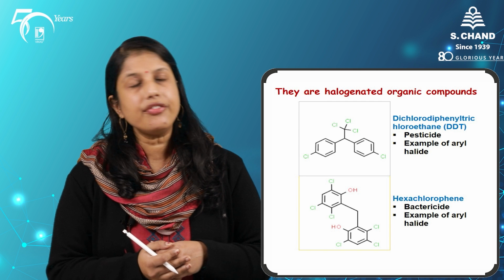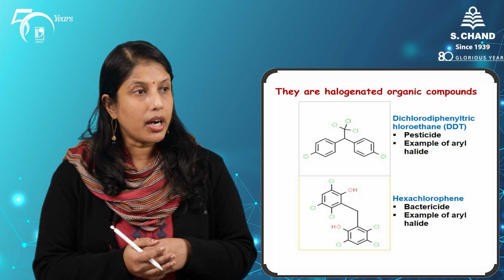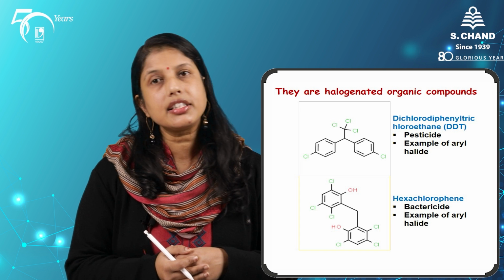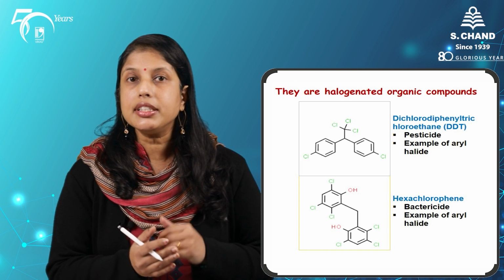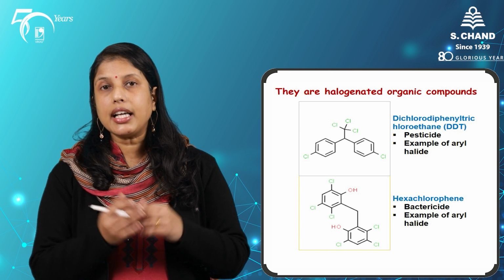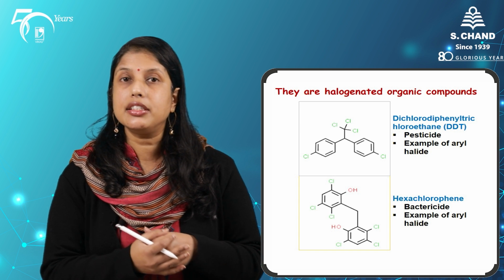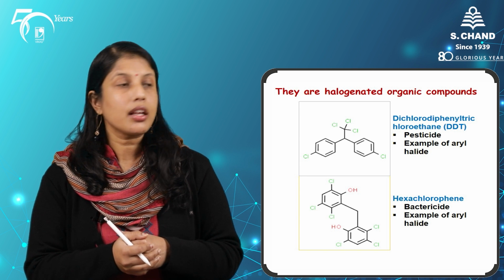Taking a look at these two molecules more closely, one, remember, is DDT. DDT is dichloro diphenyl trichloroethane, and the other one is our hexachlorophene. DDT, if you remember, was a famous synthetic pesticide which was widely used, but until recently its use has been banned due to its toxic effects.